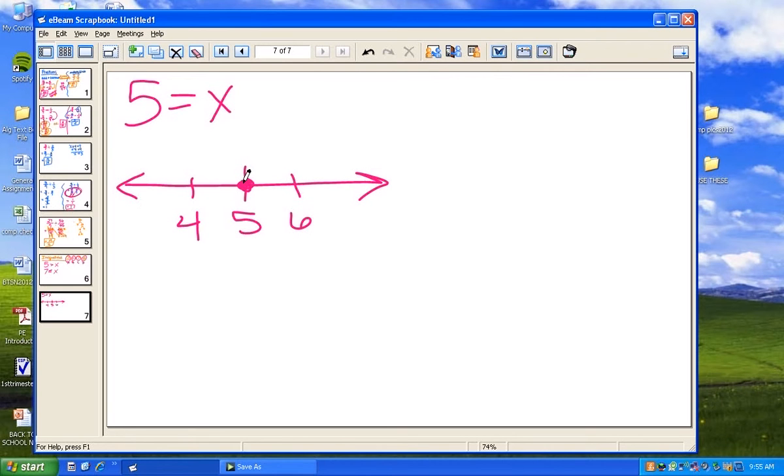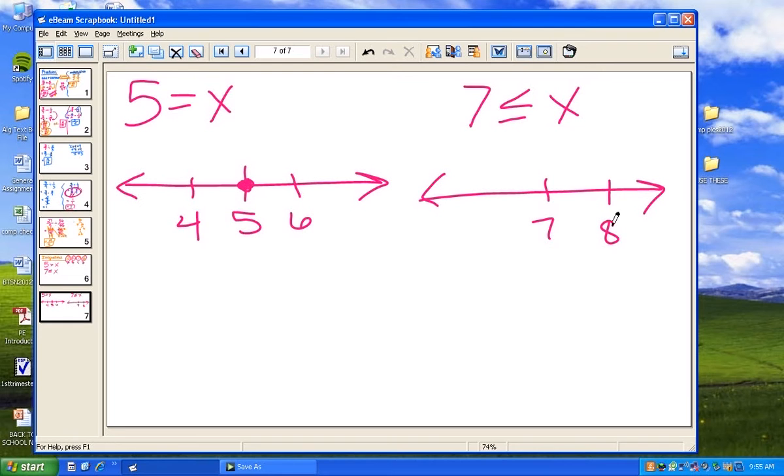Okay? Now, if I want 7 is less than or equal to X, I'm going to put my numbers. And remember, I always have to put 3 numbers, 1 on either side of the answer that I'm dealing with. Now, we have an equal to, right? But we also have a less than. So my equal to says, put the dot. Okay? So I got my dot.